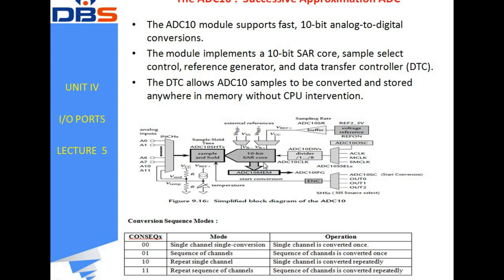Here we have internal reference as well as external reference voltage also. Here these bits are of external reference, and this bit is of internal reference, as I have already told you.